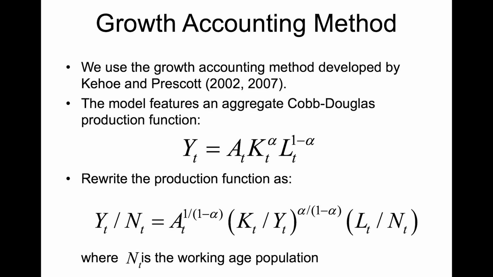So we talked about last class how we're going to learn how to do the growth accounting method developed by Kehoe and Prescott. And you start from an aggregate Cobb-Douglas production function, which we talked about. You can rewrite GDP per working age person into a term that's related to the total factor productivity, and a term that's related to the capital output ratio, and a term that's related to employment. So if you have hours data, then this would be like hours worked per working age person. If you don't have hours data, then you can use employment, and this would just be the employment rate.